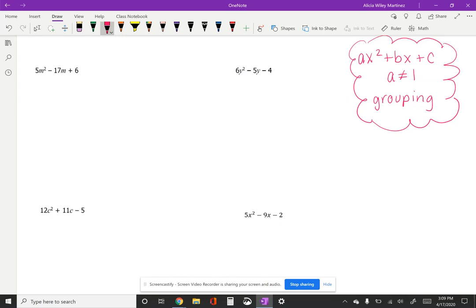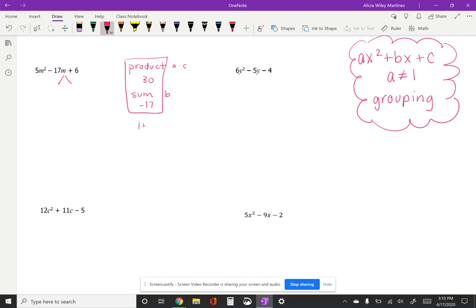So in number 1, we are looking for two numbers so that we can split up that middle term of negative 17m. The way that you figure that out is you take the product of a times c, which in our case is 5 times 6, which is 30, and the sum of b, negative 17. So we're looking for two numbers that have a product of 30 and a sum of negative 17.